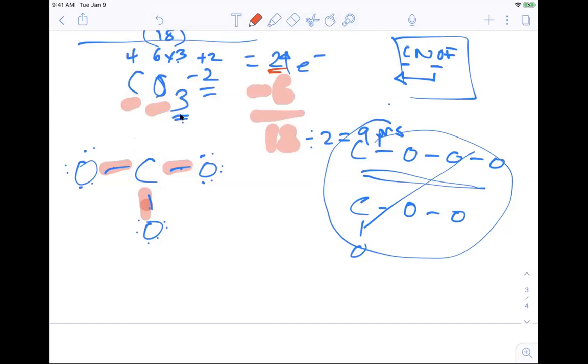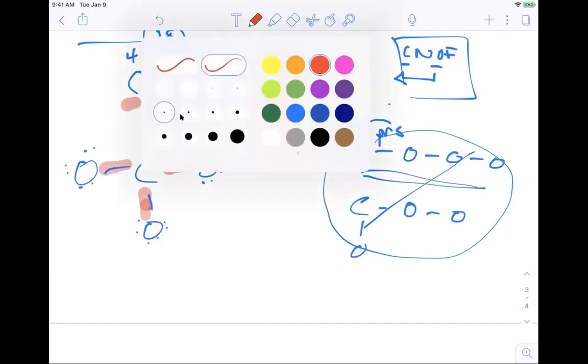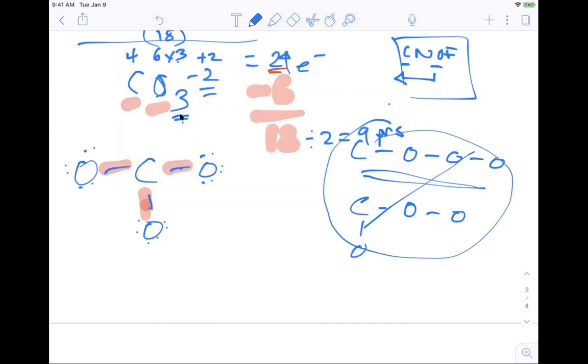Just borrow. Borrow to make what? Make it happy with 8. Okay, you're going to make it happy, but in the process of borrowing another pair from somewhere, you're going to make a multiple bond, right? So yes, in order to make them happy, you're going to make a multiple bond.